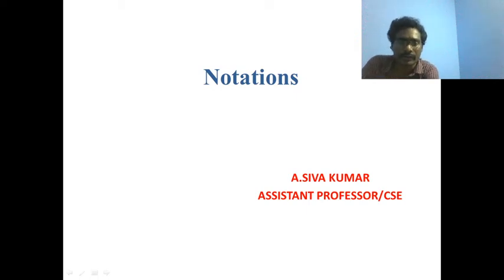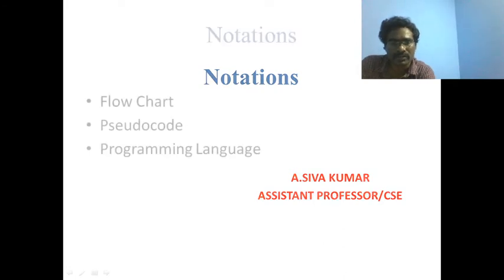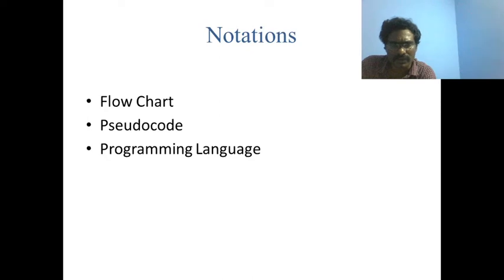Good morning to everyone. Today we are going to discuss the topic of notations in Python programming. In the notations part, we are going to discuss flowchart, pseudocode, and then the programming language. So first, we are going to see the flowchart.